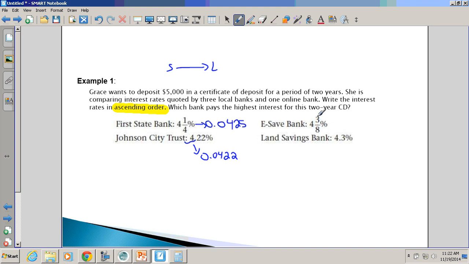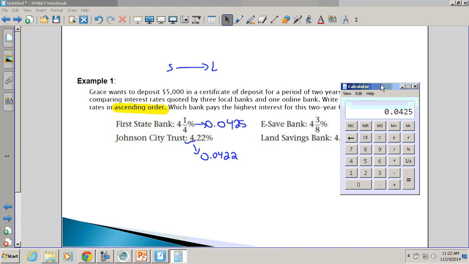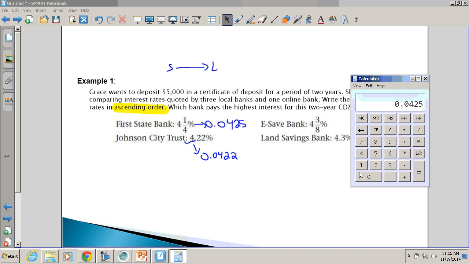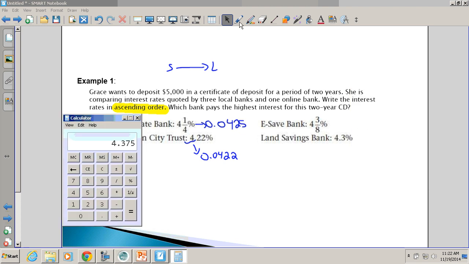Now let's do 4 3/8. How are you going to do 4 3/8? You may not know what 3/8 is, so you have options. You can either convert this mixed number into an improper fraction and then divide, or you can do 4 plus 3/8, because that's really what 4 3/8 is. To figure out what 3/8 is, I'm going to do 3 divided by 8, so 0.375. Then I'm going to add that 4 in front, and 'and' means plus there. So 4.375.